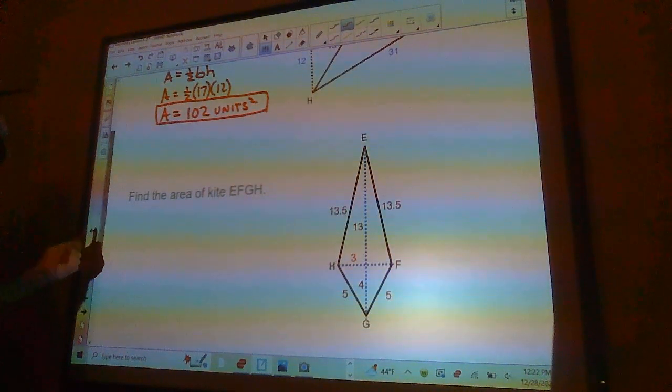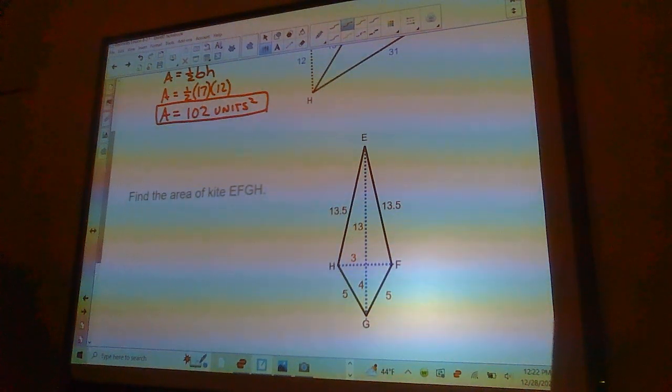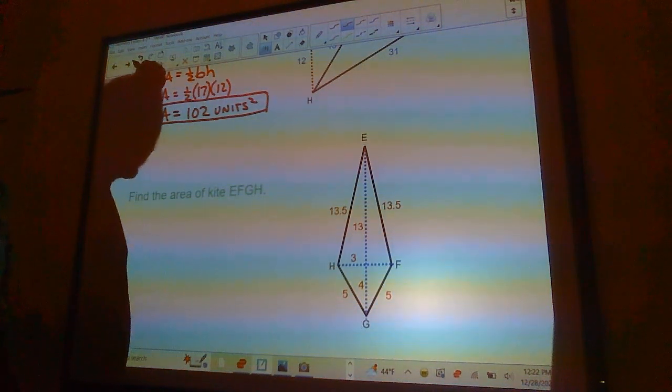Here's another shape for you. Here's a kite. Okay, I'm going to let you pause the video here and figure out the area, then jump back on and see how you did.